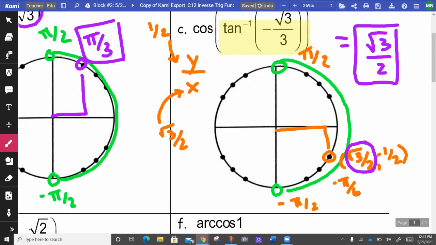So if you're trying to find the sine, cosine, or tangent, you're going to be giving me the coordinates, one of the coordinates. Okay, if you're finding your arctan, your arcsine, your arccosine, you're giving me an angle.